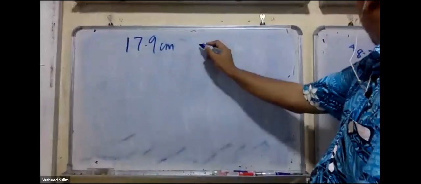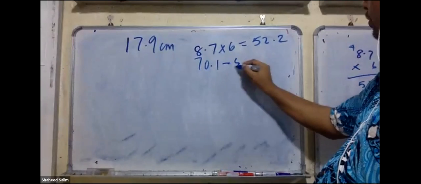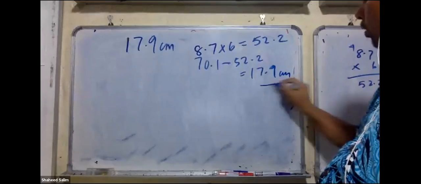So now you find what is 8.7 times 6, you get 52.2. And then you take 70.1 minus 52.2. 17.9 cm. Congratulations.